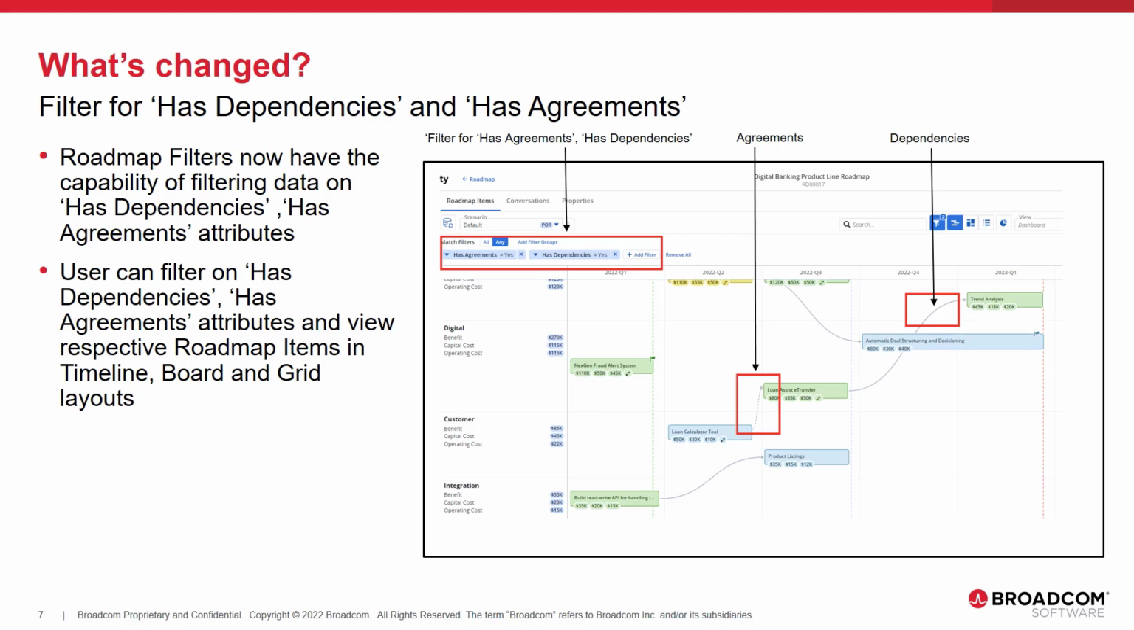Filter for has dependencies and has agreements attributes. We have included has dependencies and has agreements attributes to roadmap filters. User can filter on has dependencies and has agreements attributes and view respective roadmap items in timeline, board and grid layouts.